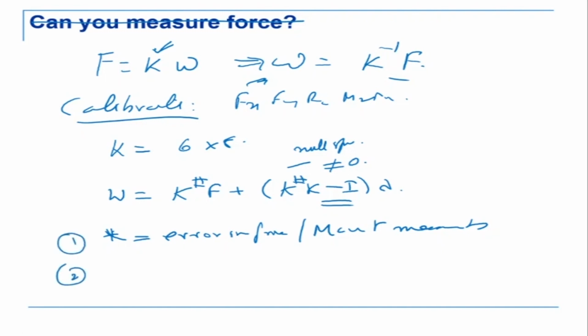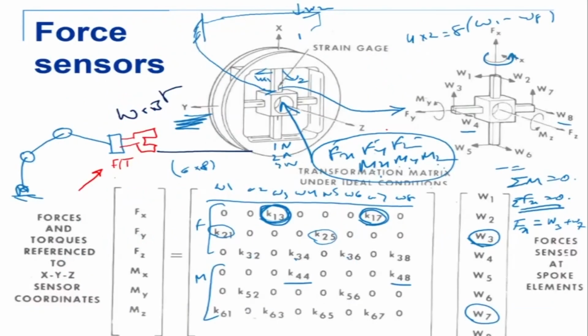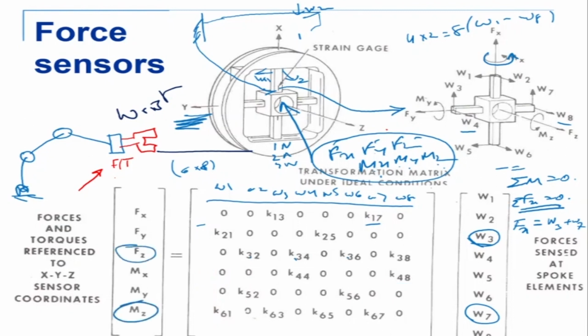The second issue is that if you look at the matrix here for Fz and Mz, for Fz there are 4 elements which are responsible for Fz: W2, W4, W6, W8. What does it mean? It basically means that when you are calibrating for Fz, any combination of these 4 of them could give you the same Fz. So it is not unique, because this is a non-square matrix. Similarly for Mz, there is a combination of 4 elements here.